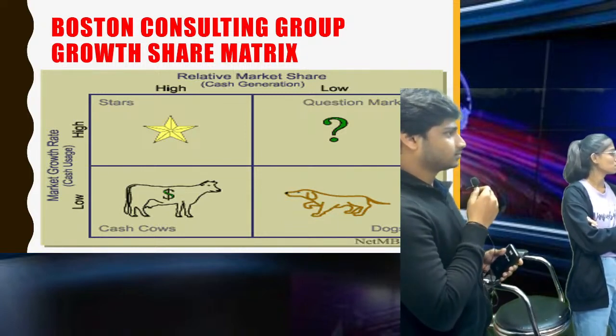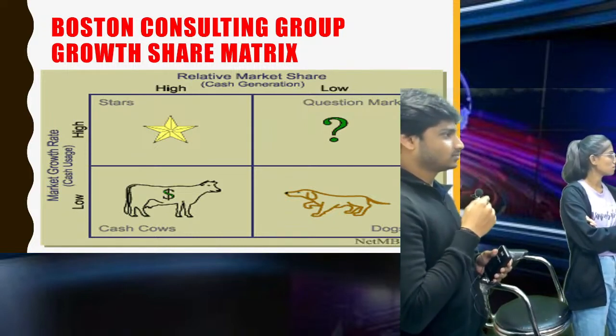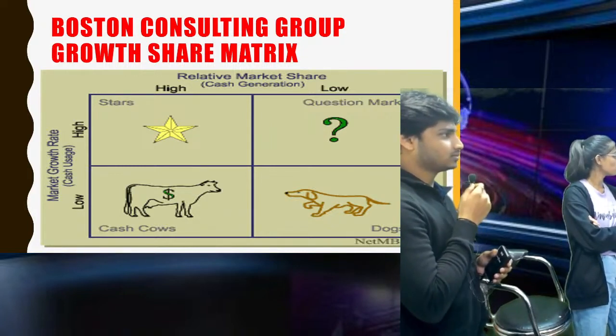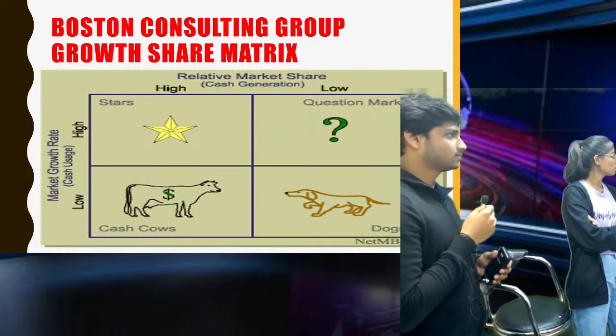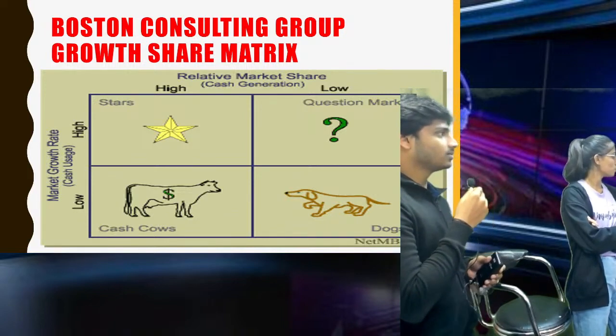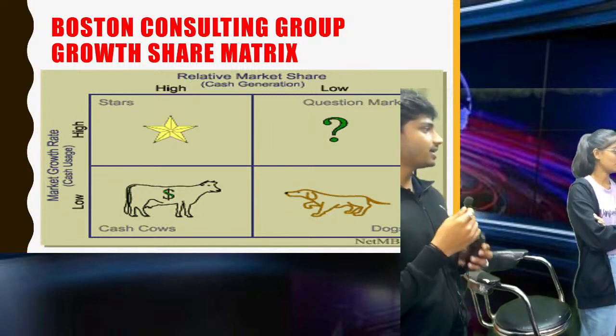So the star is Xiaomi Mi. All others are question mark. Why the name question mark? They can either become a star, or if the market goes down, they will become dogs. So we have a doubt; that is why it's a question. So come on everyone, four parts: star, question mark, cash cow, dog. One last time.